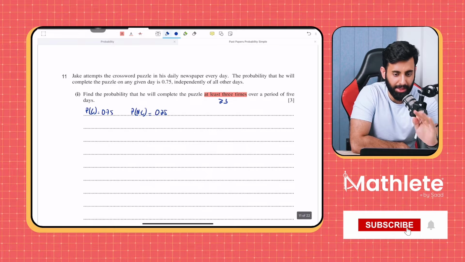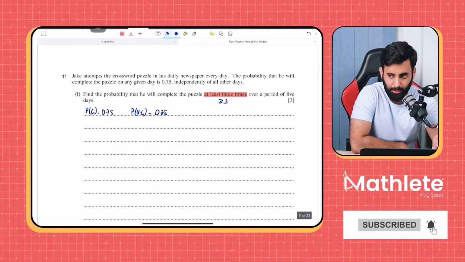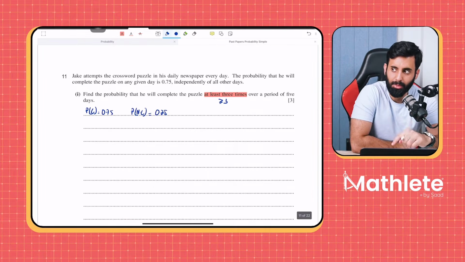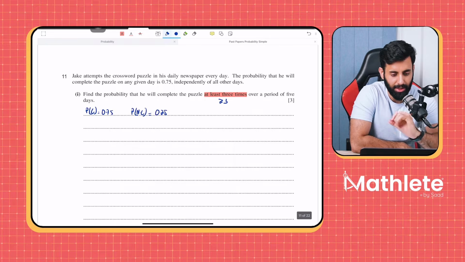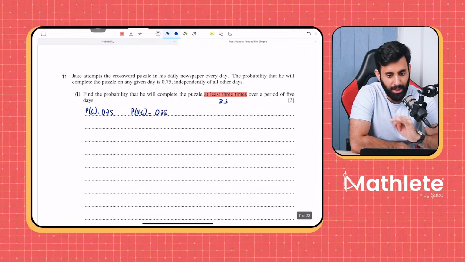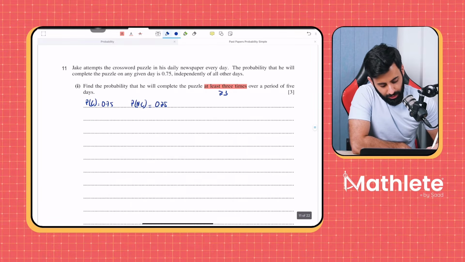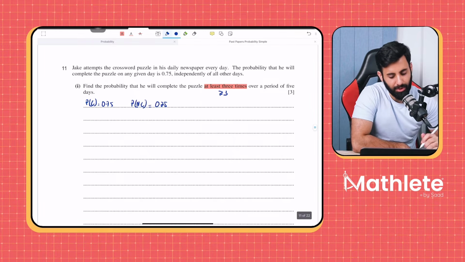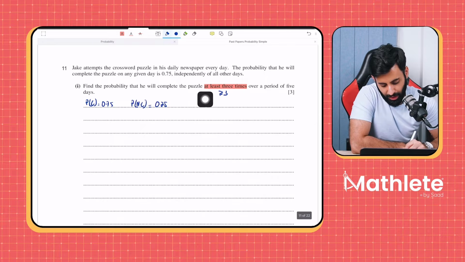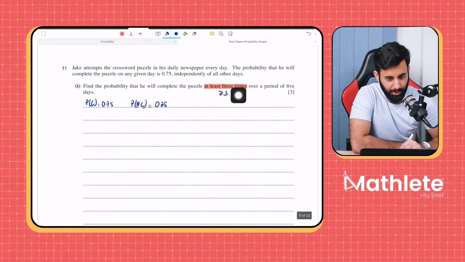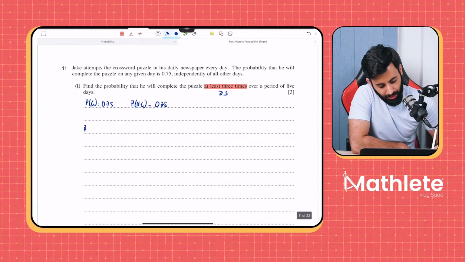All right, so remember, at least means greater than or equal to. At most means lesser than or equal to. Okay, at least means greater than or equal to. At most means lesser than or equal to. Okay, so in how many ways can he complete the puzzle at least 3 times from a total of 5? It's possible that he does it 3 times.